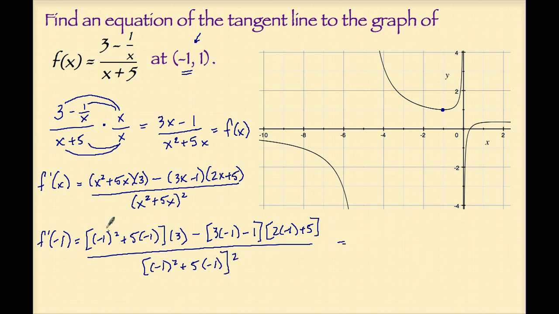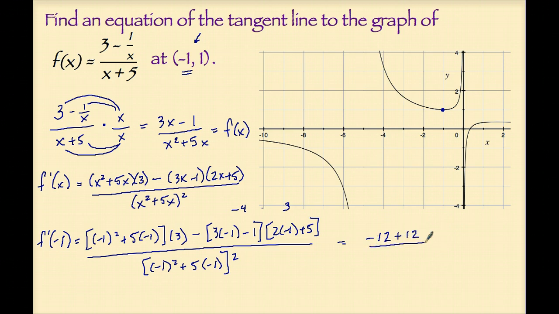So in the numerator, I have 1 minus 5, which is negative 4, times 3, a negative 12. And then I'm going to have a negative 3 minus 1, which is negative 4. This is a negative 2 plus 5, which is a 3. Negative 4 times 3 is negative 12, but since we're subtracting it, minus a negative 12 becomes plus 12.